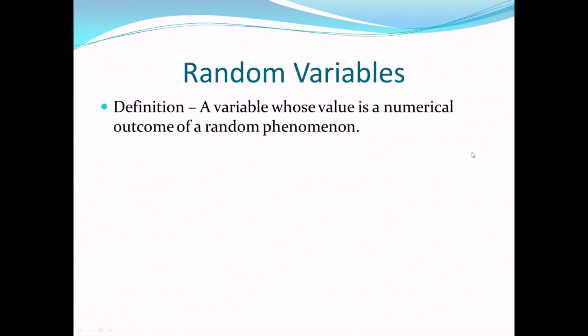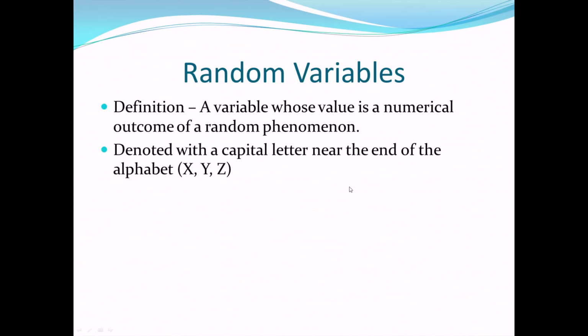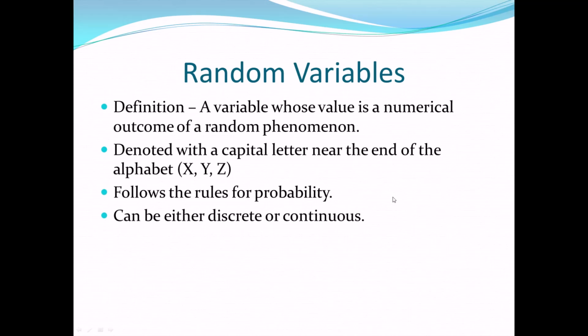All right, so a random variable is a variable whose value is a numerical outcome of a random phenomenon. We use capital letters to denote it. So random variable x is the number of fish I catch in a given night, something of that nature. They follow the rules for probability. We're going to start with discrete. So remember, discrete are countable. Continuous are things that we report on as intervals, more or less.